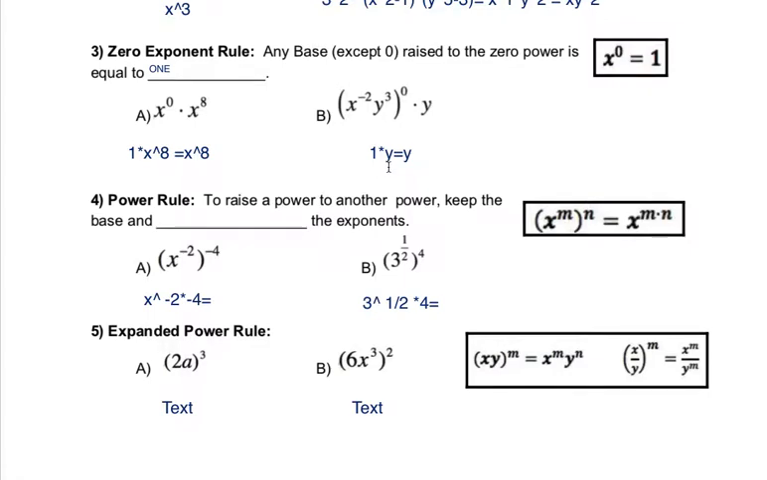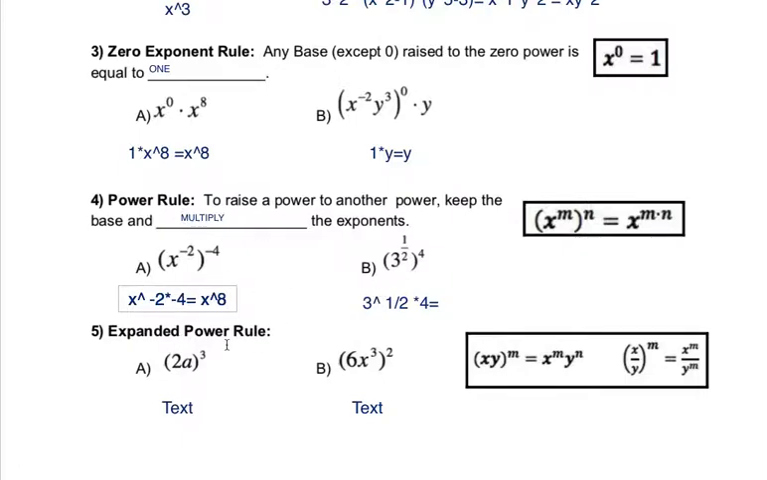In my power rule, when I raise a power to another power, I keep the base and I multiply the exponents. So for this example, I have x to the m to the n, and this becomes x to the m times n. So in our first example A here, we have x to the -2 to the -4th, and instead of dealing with all those negative exponent properties, we can just multiply -2 times -4, and we can get a positive x to the 8th here.